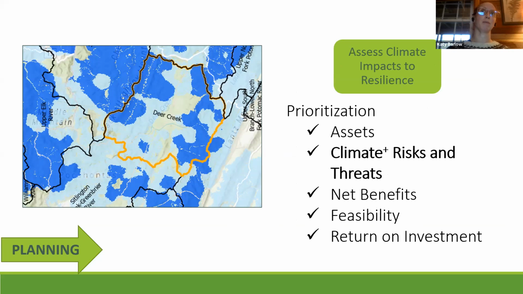And when you're thinking about the climate impacts to resilience, this can be a part of a typical spatial prioritization scheme where you're considering the natural assets, the human assets, the risks to those assets, and the benefits that you would get from particular actions, the feasibility and the return on investment of particular actions. So this can all, again, fit within very familiar ways of thinking through conservation planning.